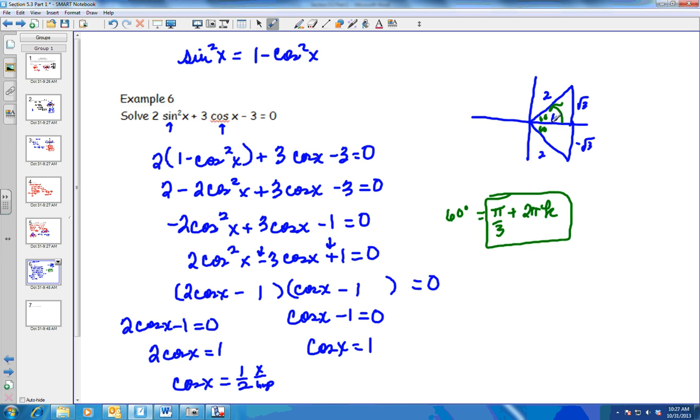Okay, then I'm going to go over here, keep on going until I hit my hypotenuse. So that's 360 minus 60, so that's 300 degrees. Or in radian form, that's 6 pi over 3 minus pi over 3, which is 5 pi over 3, plus every 2 pi after that.